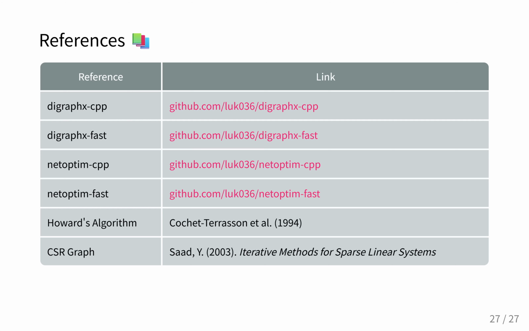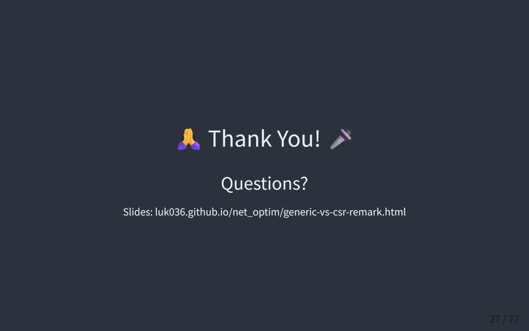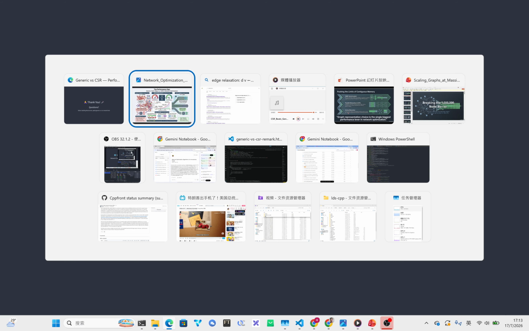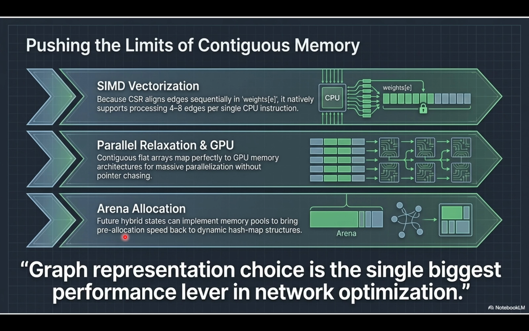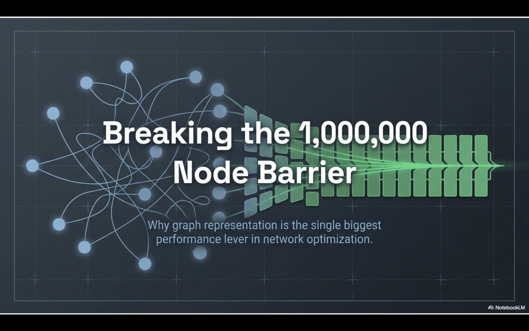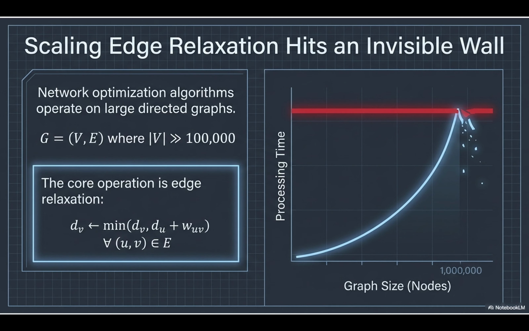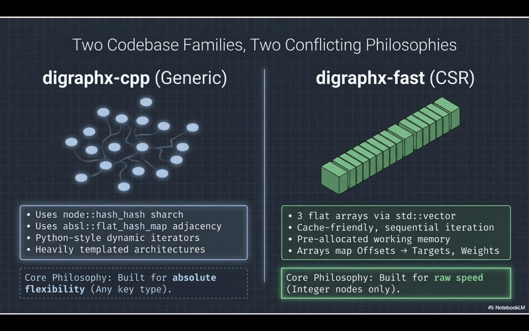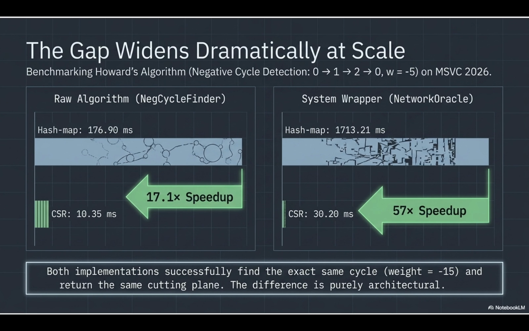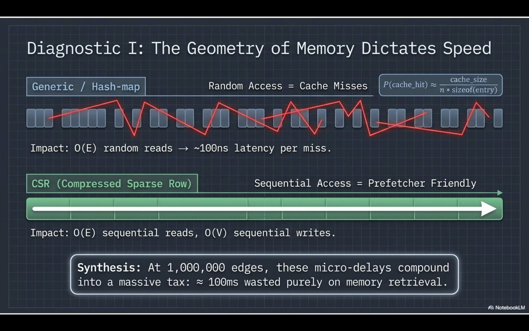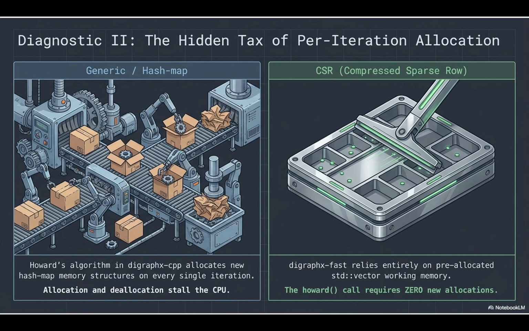I think that perfectly summarizes the mission of this deep dive. While hash maps offer incredible flexibility for getting a project off the ground, when you are dealing with massive scale, mechanical sympathy is literally everything. It really is. Organizing your data into contiguous memory so your processor isn't wasting 100 milliseconds searching for scattered clues makes CSR the undisputed champion of performance. I mean, you just cannot argue with a 57 times speed up. The hardware never lies. It really doesn't.